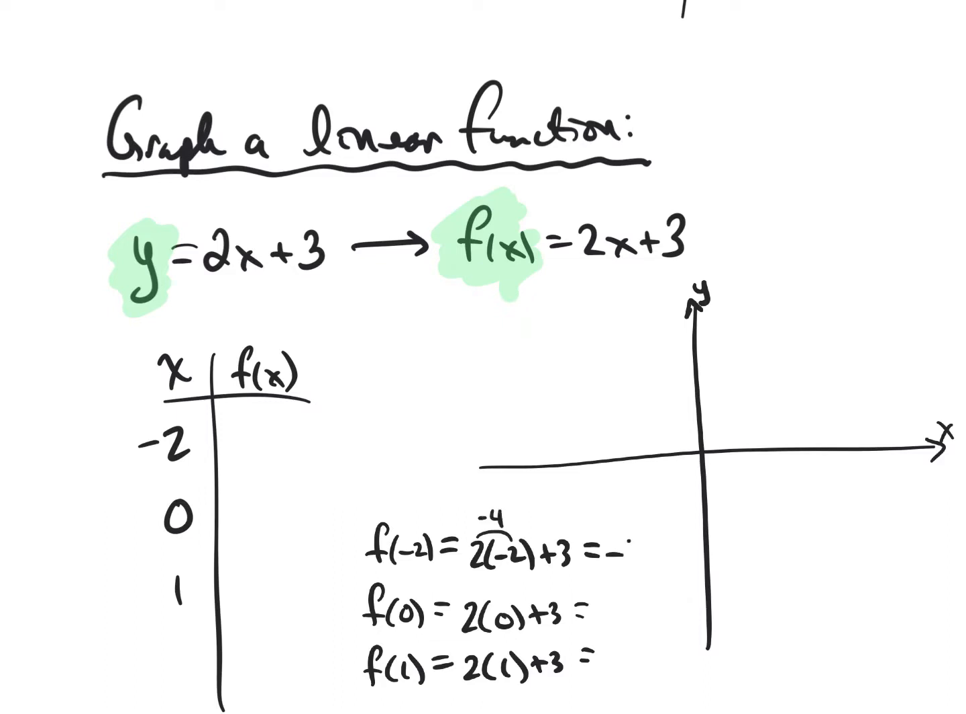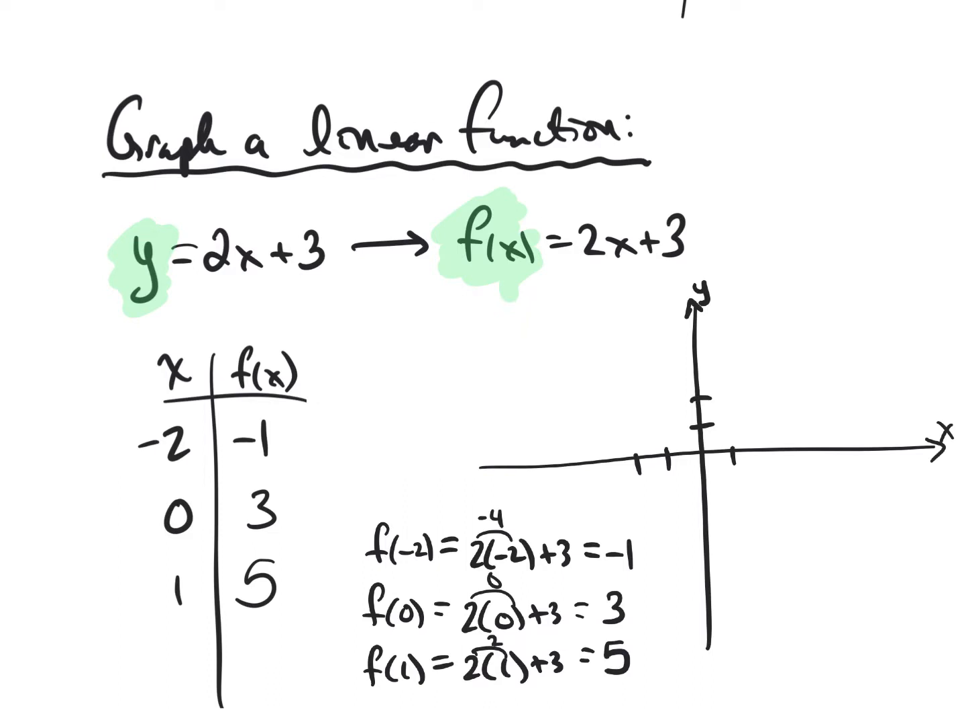And -4 plus 3 is -1. 2 times 0 is 0, and 0 plus 3 is 3. 2 times 1 is 2, and 2 plus 3 is 5. So very quickly, we get to 3 points.